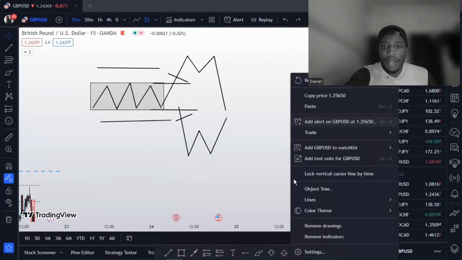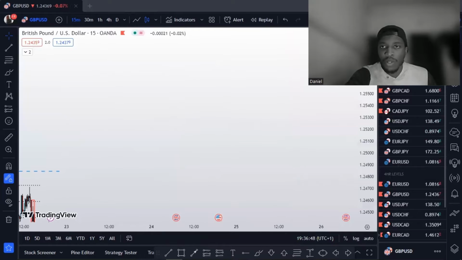So now I have a couple of pairs here that I'm going to be looking at. 1, 2, 3, 4, 5, 6. So 6 pairs. I'm not going to be looking at the rest because of time.